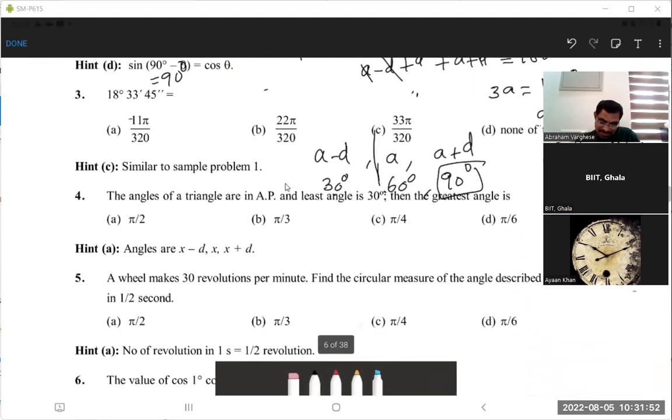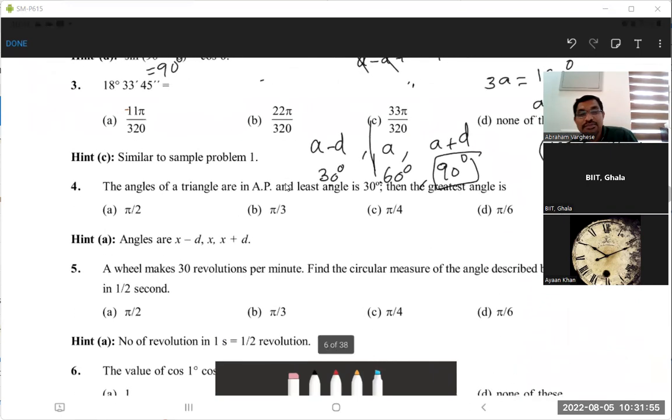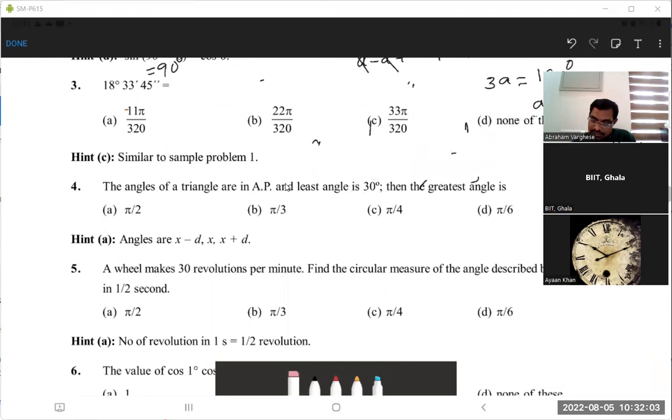Now, next one. Question number 5. Can we move to question number 5? A wheel makes 30 revolutions per minute. Find the circular measure of the angle described by a spoke in half a second. Here also we have to find the circular measure of the angle. That means we have to find the angle, but that angle is given in radian measure only, not in degree.